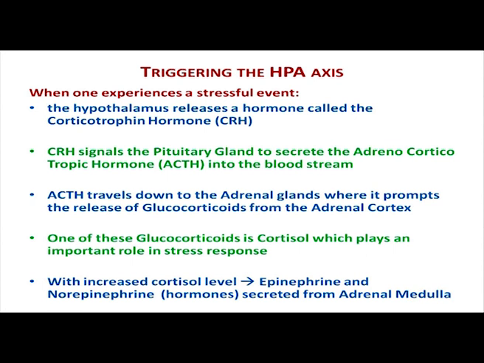So, what happens during a stressful situation? When a stressful event is experienced, the hypothalamus releases a hormone called the corticotropin releasing hormone or the CRH. The CRH signals the pituitary gland to secrete the ACTH or the adrenocorticotropic hormone into the bloodstream. Now, ACTH travels down to the adrenal glands, where it prompts the release of glucocorticoids from the adrenal cortex. So, the glucocorticoids are one of the three hormones that are secreted by the adrenal cortex. And one of these glucocorticoids is cortisol, which plays a very important role in stress response.